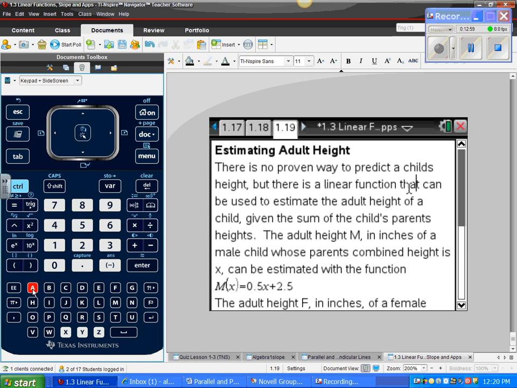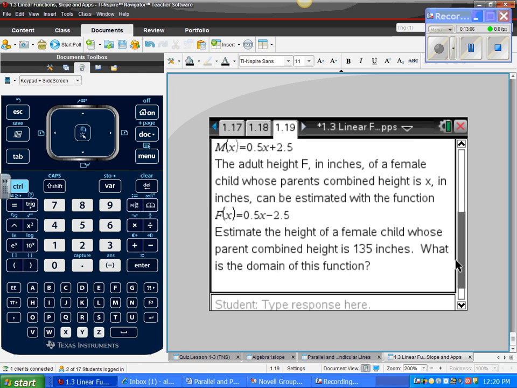The adult height m in inches of a male child whose parents' combined height is x can be estimated with the function m of x equals 0.5x plus 2.5. The adult height f in inches of a female child whose parents' combined height is x in inches can be estimated with the function f of x equals 0.5x minus 2.5. Estimate the height of a female child whose parents' combined height is 135 inches. What is the domain of this function?